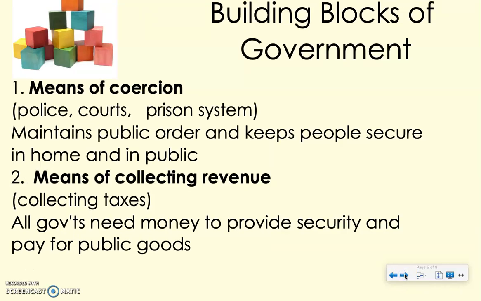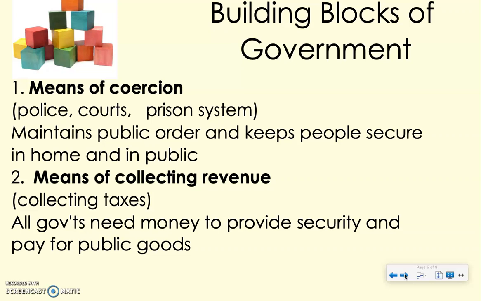So the building blocks of government: in order to provide order, protection, and public goods, there are two things that government has to have in place. Any government, whether it's here in the United States or elsewhere, needs these two things. Number one, you need a means of coercion. We talked about coercion a couple minutes ago. That's the power of being able to make people do something, or to have a consequence if people don't follow the rules or keep order. In this society, means of coercion look like law enforcement, the court and law system, the prison system, corrections.